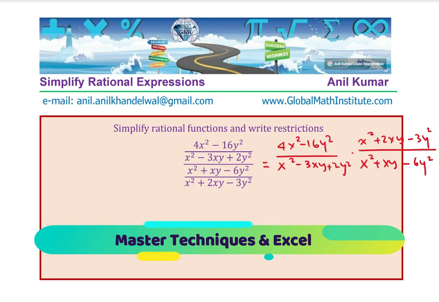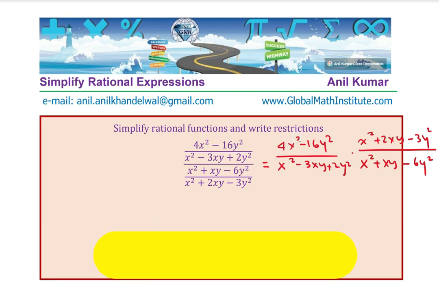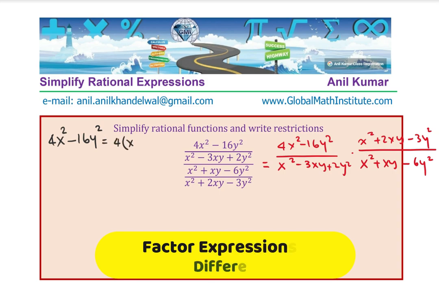Okay. So the numerator you can see is 4x squared minus 16y squared. That can be factored. 4 common, you get x squared minus 4y squared, and that can be factored, correct? So let me show you this. The first one is 4x squared minus 16y squared, so this could be written as 4 common, and we have x squared minus 4y squared.